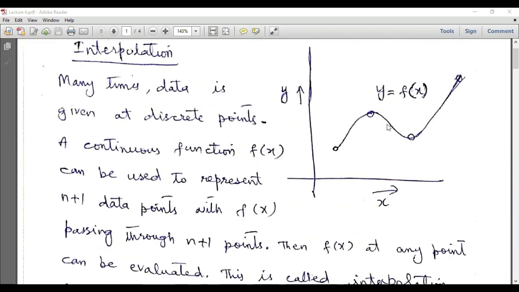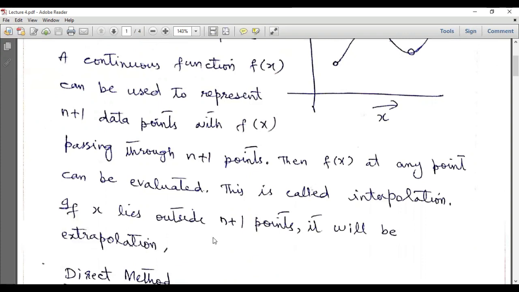Here we have n plus 1 total points, and there are n segments. So this is one segment, this is the second segment, this is the third segment, and we have n plus 1 data points. This is the data point x naught, this is x1, this is x2, and this is x3. If we want to estimate the value beyond these n plus 1 points or before the first point, then that technique is called extrapolation.